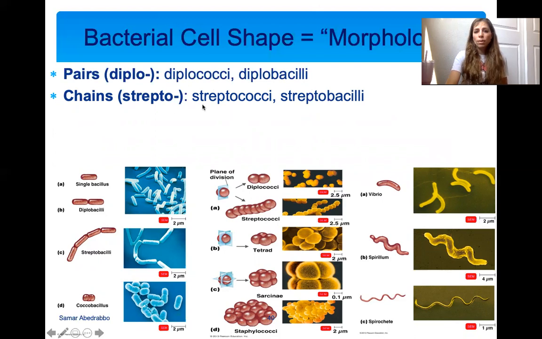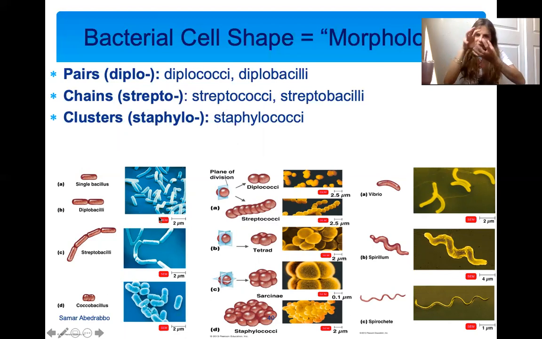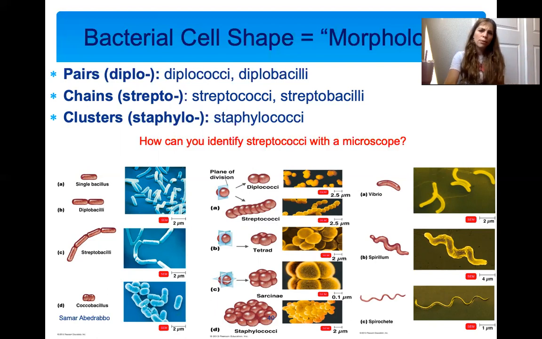Chains means strepto. So streptococci bacteria are just lots of circles, so lots of coccus. Streptobacilli bacteria are lots of rods in chains. So if you look at the microscope and you see chains of rods, I would call this streptobacilli. If I see chains of circles, I would call it streptococcus. And then clusters, like a wall in a group, are called staphylo. So staphylococci are just clusters of circular, or coccus, bacteria.